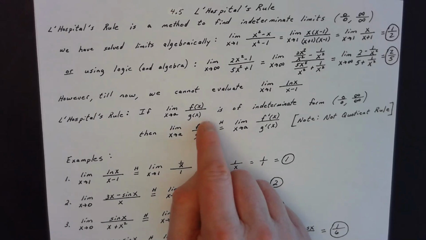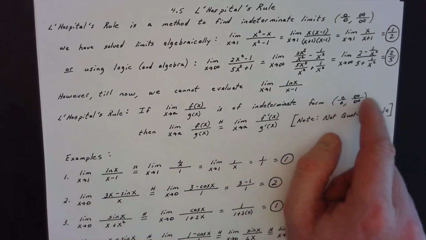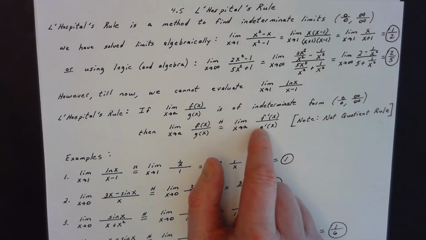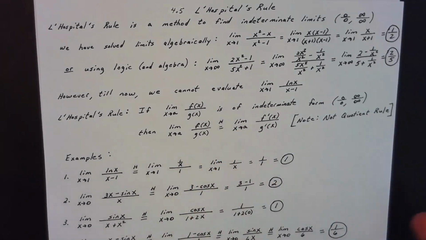If you have a fraction that you can't take the limit of because it's going to 0 over 0 or infinity over infinity, you just take the derivative of the numerator, divide it by the derivative of the denominator, and then try to evaluate again. And you keep on doing that until you get something that you can evaluate.